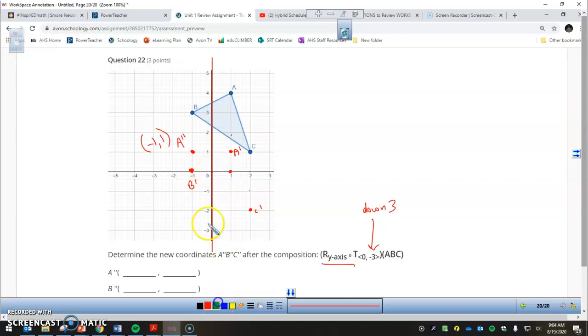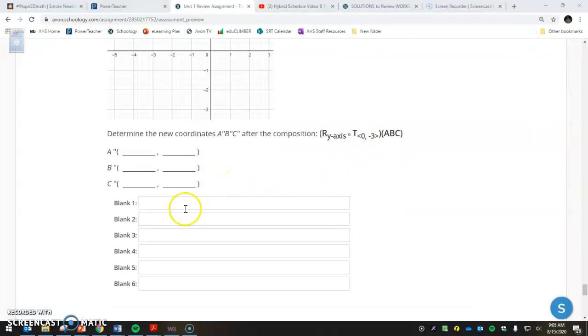Let me change the colors here. I'm going to change it to green. Alright, so this would be B double prime is at 1, 0. And then C is at 1, 2, 1, 2. C double prime is at negative 2, negative 2. And that's it. Those are your new points. So A double prime is at negative 1, 1.